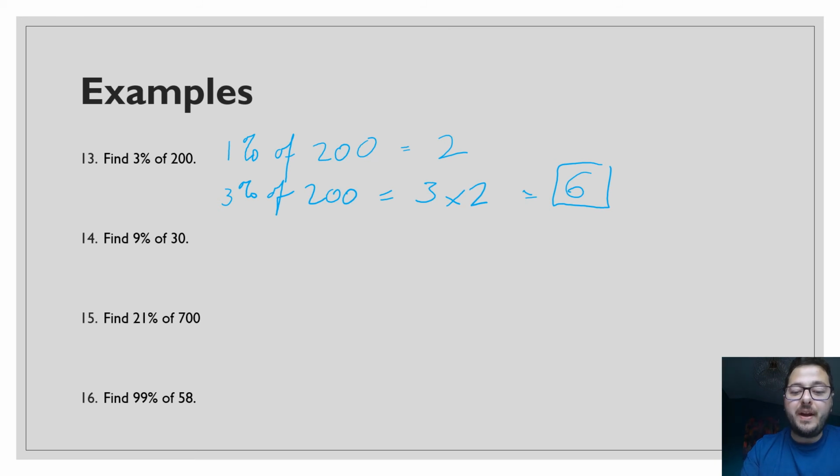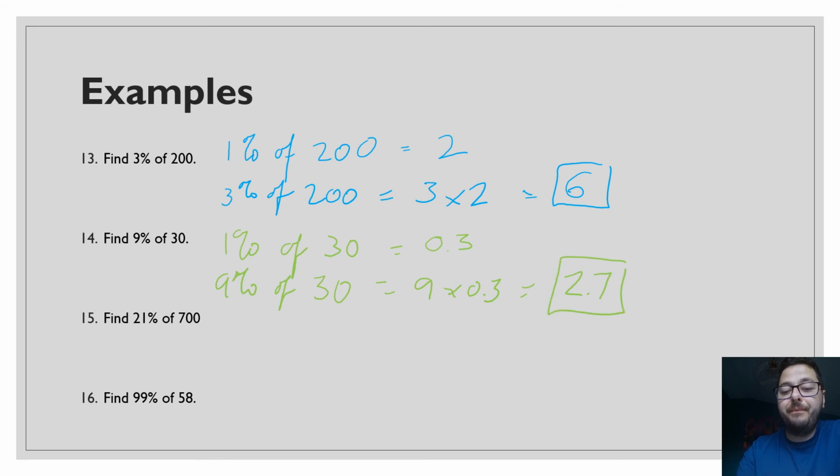Okay, next up we want to find 9% of 30. So let's find 1% of 30. So we divide by 100 and we're going to get 0.3. And then we want to times that by 9. So 9% of 30 is 9 times 0.3, which is 2.7.